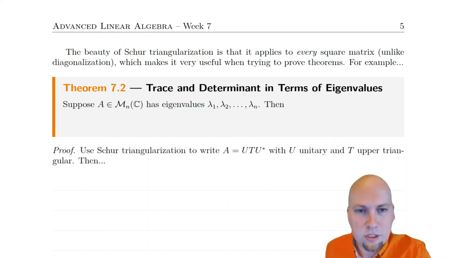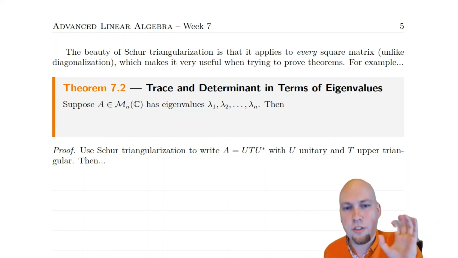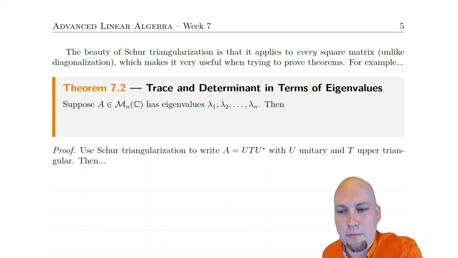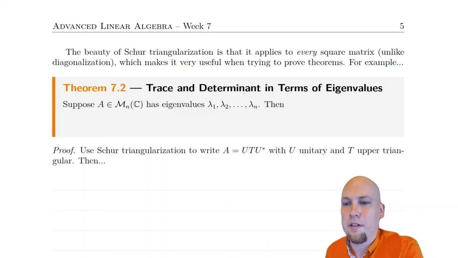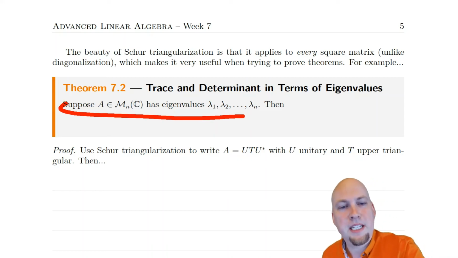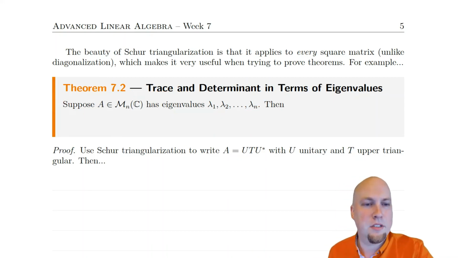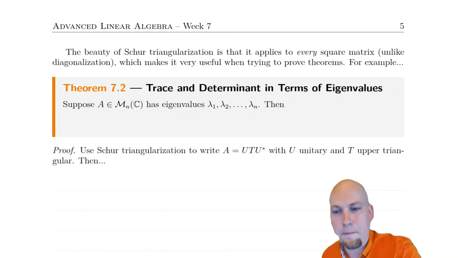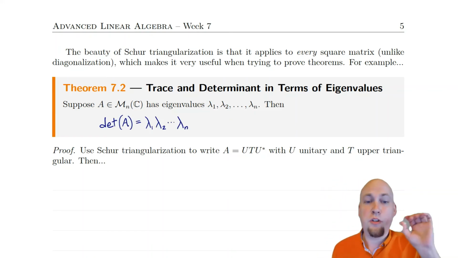Unlike diagonalization, which had this weird eigenvector condition that you had to make sure was satisfied, Schur triangularization applies to every square complex matrix. So here's an example of how you can do really nice things with it really quickly. Suppose you've got some square complex matrix and give names to its eigenvalues, call them lambda 1 up to lambda n. Then two really nice things happen.